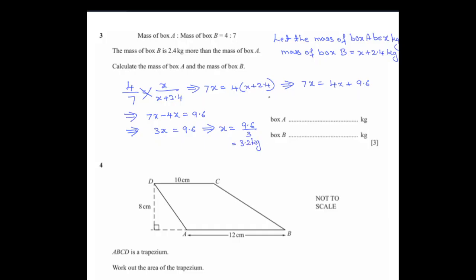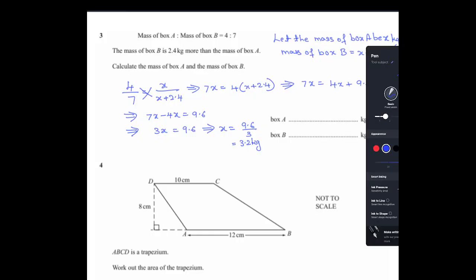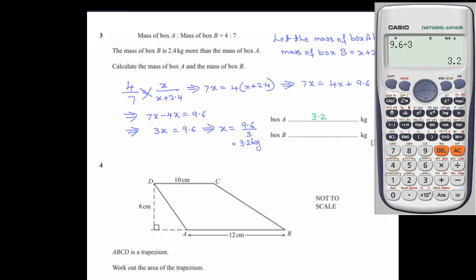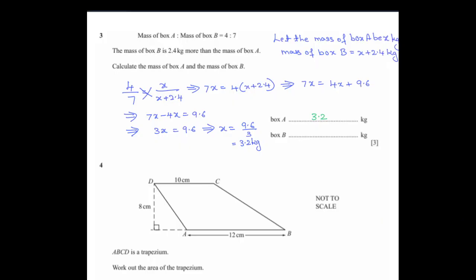So we have taken x as the mass of box A, right? So box A is 3.2 kg, and box B will be 3.2 plus 2.4, which is equal to 5.6. Question number 3 is done.